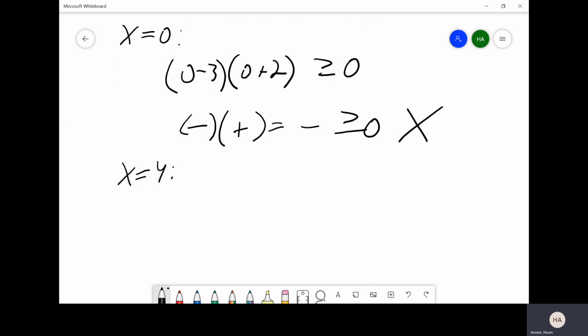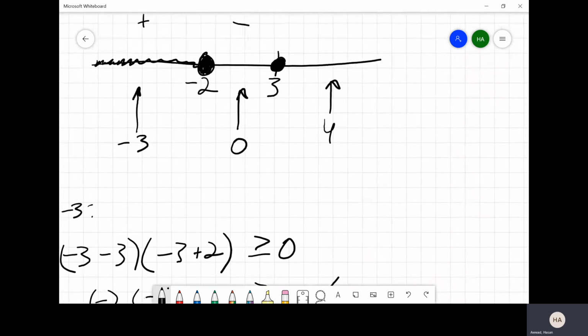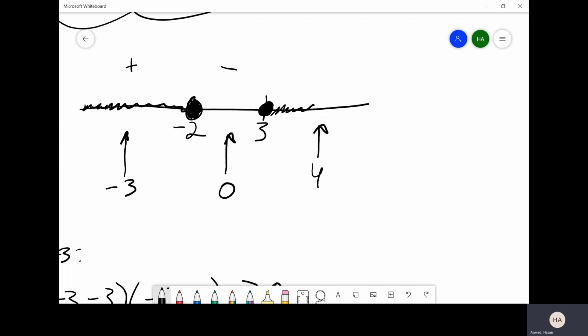Okay, and now we plug in 4 minus 3 and 4 plus 2 is greater than or equal to 0. Well, 4 minus 3 gives us a positive number. 4 plus 2, that's also very clearly a positive number. Positive times a positive gives us a positive number back. And we know that a positive number, once again, is in fact greater than or equal to 0. So hooray, that one does work. And so we know that we can shade that entire area in, right? We can do all that because this one does work.